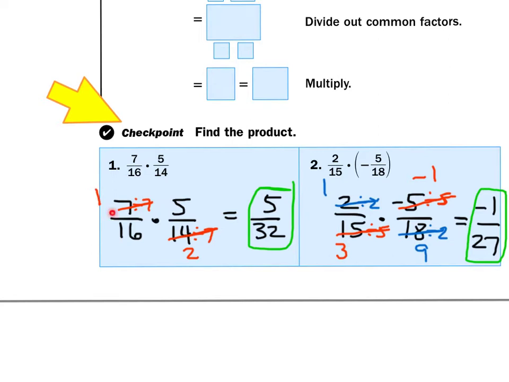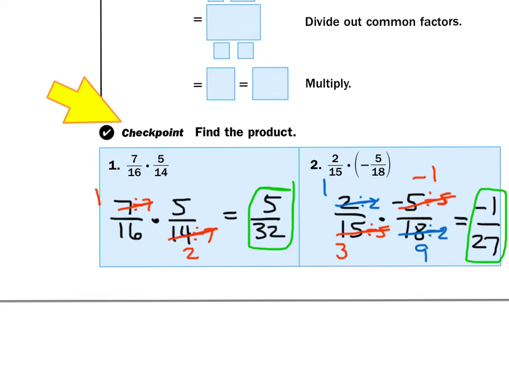So 7 divided by 7, cross it out and put a 1. 14 divided by 7, cross it out and put a 2. And now just multiply straight across. 1 times 5 gives you 5, and 16 times 2 gives you 32 on the bottom, and you can box your answer. Take a look at number 2. 2 over 15 times negative 5 over 18. So I have 2 over 15 times negative 5 over 18.